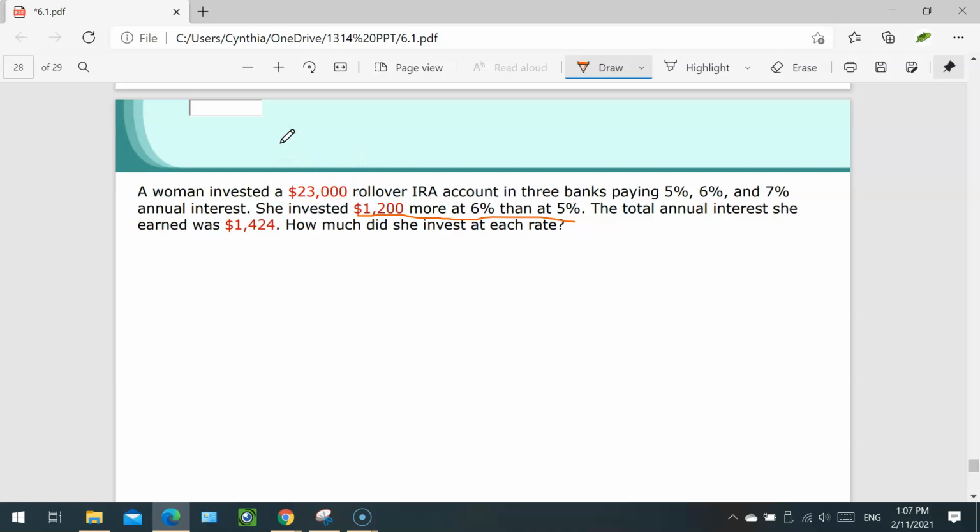So we know it has 3 different investments, right? So I'm going to write down x plus y plus z. So she spreads the money into 3 different products. The second equation is the annual interest she earned. The interest comes from the principal multiplied by the percentage rate. So 5, 6, 7%, we convert into decimals. So you have 0.05x plus 0.06y plus 0.07z is 1424.